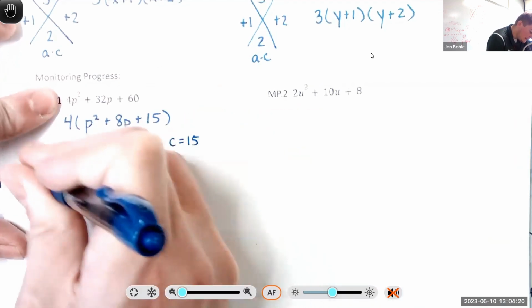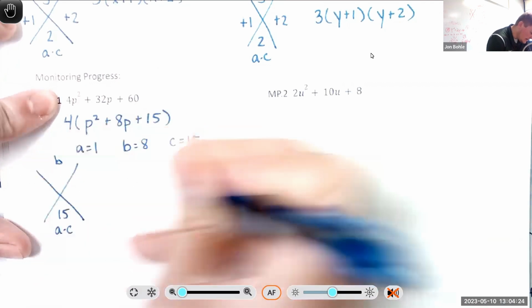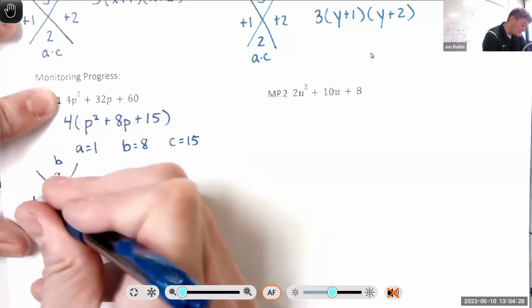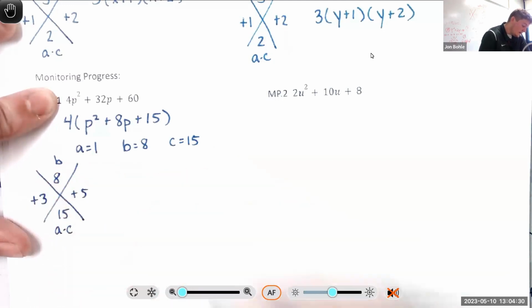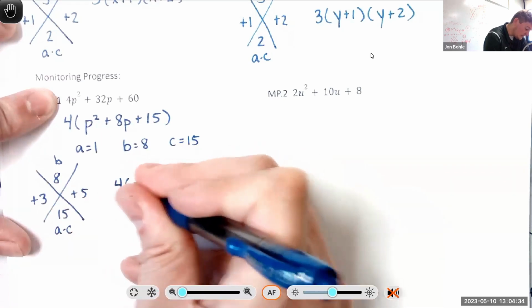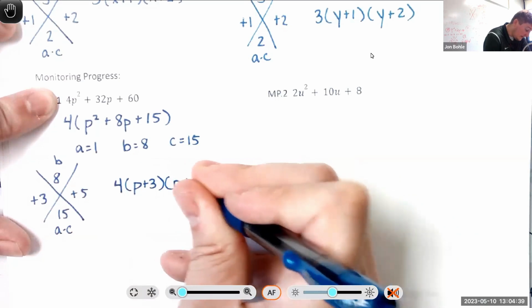Set up my X. A times C is 15, B is 8, and numbers that multiply to 15 and add to 8 are going to be positive 3 and positive 5. So this is going to factor completely into 4 times (p plus 3) times (p plus 5).